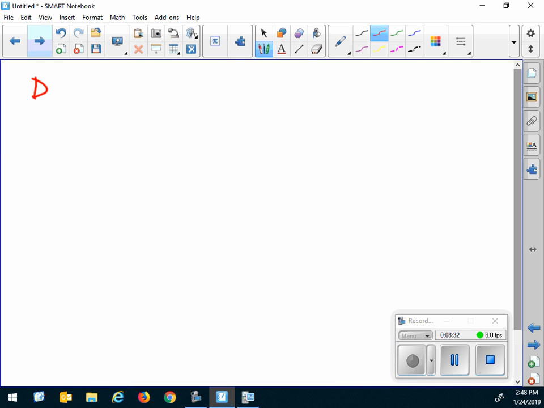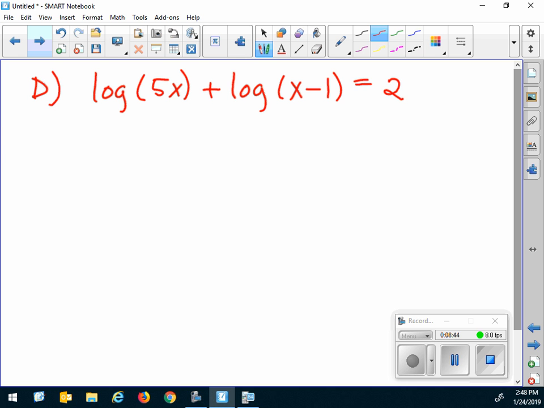D. Log of 5x plus log of x minus 1 equals 2. Can I tell you right now that you've already done the hardest one of all the problems on here? Now, condense. Condense.